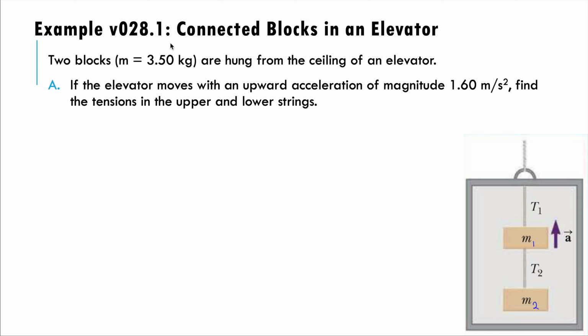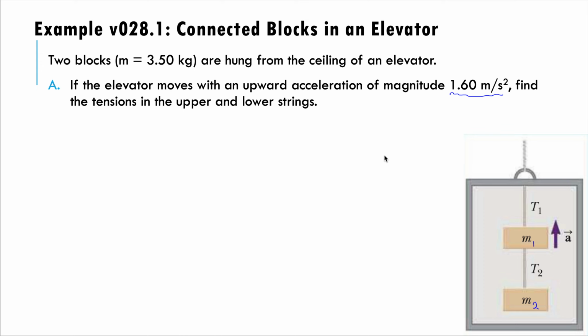Here we have connected blocks in an elevator. The two blocks are moving upward in the elevator. There's an acceleration of 1.6 meters per second squared, and we're trying to find the tensions in the upper and the lower strings. I've already labeled my masses M1 and M2. They do have the same mass, but it's convenient to label them with different labels so that we can tell them apart. So what's the first step?